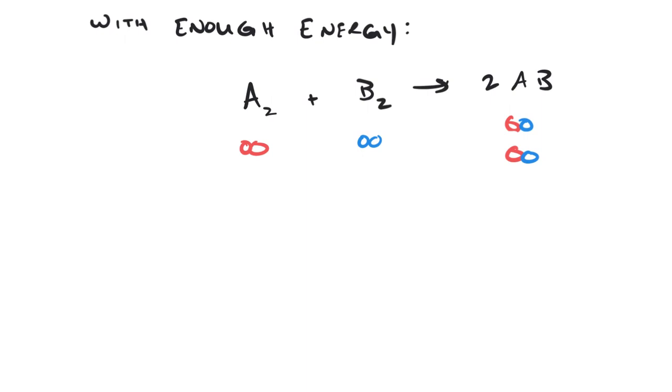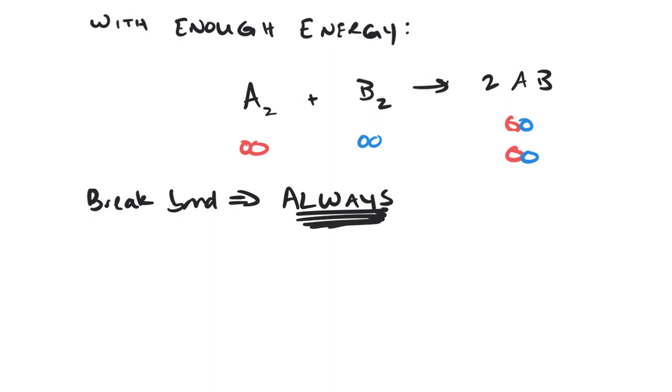Okay, so let's take a look at that energy piece first. Same reaction, A2 plus B2 goes to 2AB. Thinking about the energy requirements, if I'm going to break a bond, I always, and there's no exception to this, there are very few times in chemistry when I can tell you always and no exceptions and not be lying to you, and this is one of them.